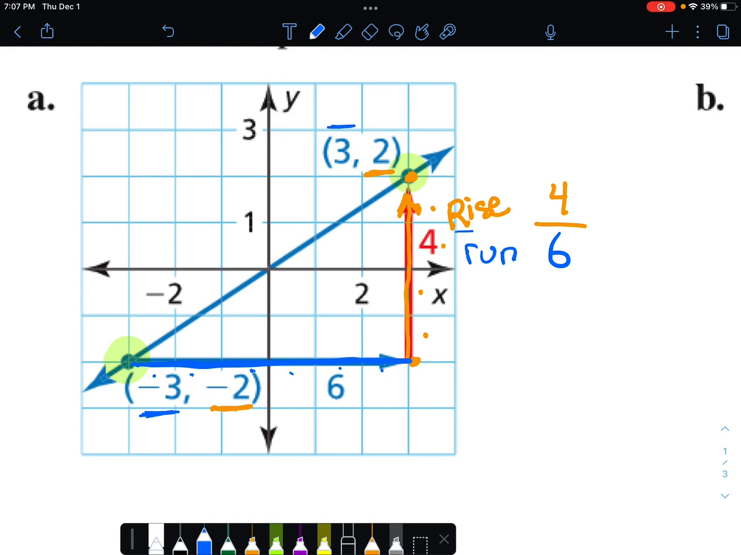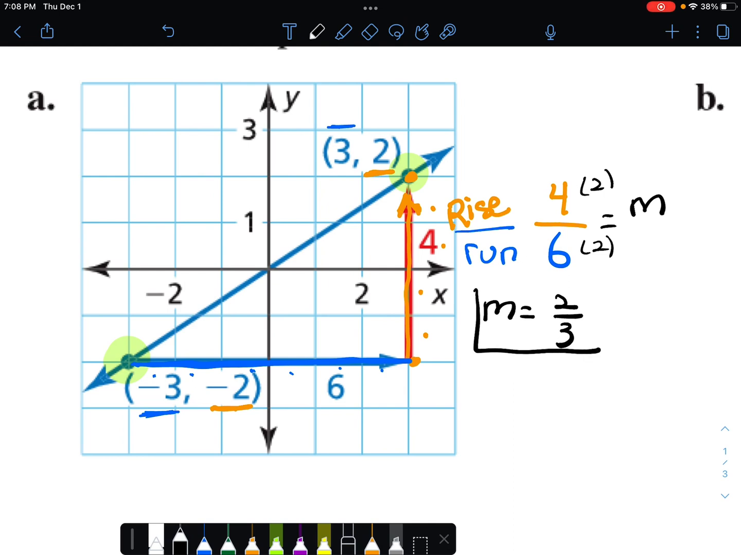So rise over run, that's what is equal to my slope. It's a ratio. And so for this graph, my slope is 4 over 6. Since ratios are fractions, they can be simplified. And 4 over 6 has a common factor of 2. So I can reduce this. I can take out a 2 from the top, I can take out a 2 from the bottom, and that would get me a slope of 2/3. And so that's how I would describe this one.